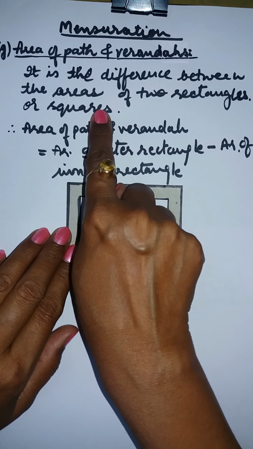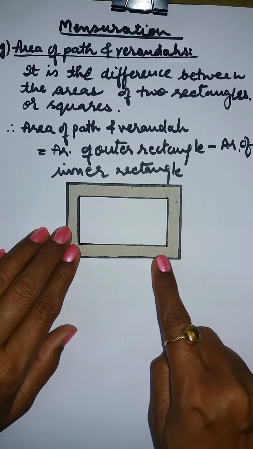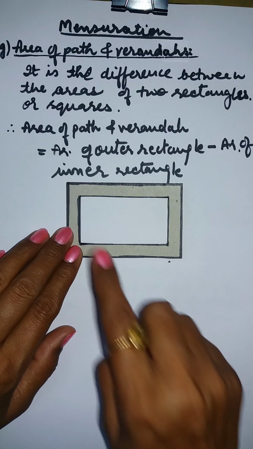It can be a square also, this can be a circle also. In case of circle, this circular path is called as annulus.